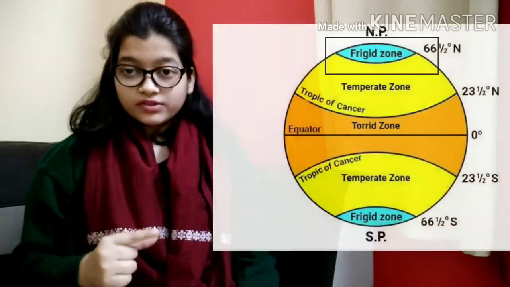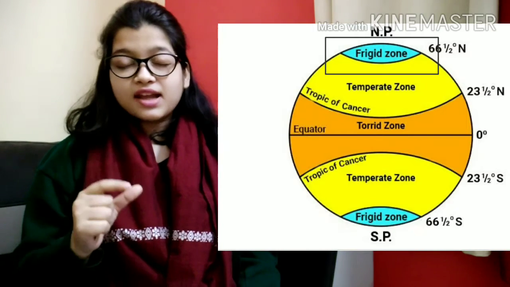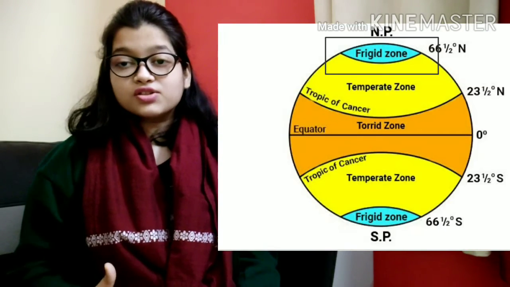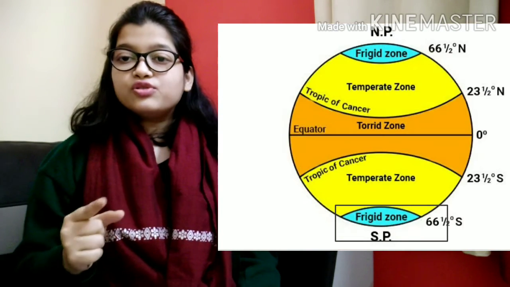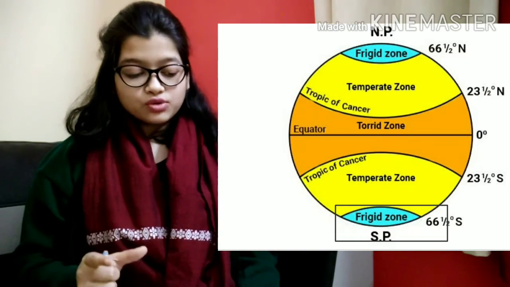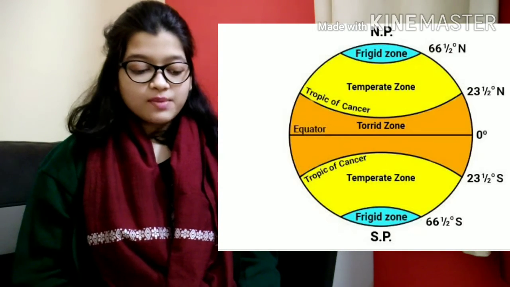So what is a frigid zone? In two hemispheres, this zone is divided into two parts. We will first talk about the northern frigid zone. The extension of the northern frigid zone is from the Arctic Circle to the North Pole. That means 66.5 degrees north to 90 degrees north. In the southern hemisphere the extension of the frigid zone is from the Antarctic Circle to the South Pole, that means 66.5 degrees south to 90 degrees south. So that is the extension of the frigid zone in the northern and southern hemispheres.